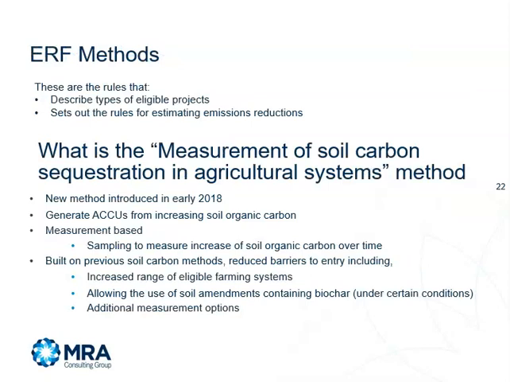Under the ERF, there are a number of prescribed methodologies or methods that describe the types of projects that can claim ACUs. The measurement of soil carbon sequestration in agricultural systems method, or the soil carbon method in short, is one such method which allows generation of credits from soil carbon sequestration. It was introduced in early 2018 and is based on previous soil carbon methods with reduced barriers to entry, such as increased range of eligible farming systems, including cropping, grazing, and horticultural production systems.